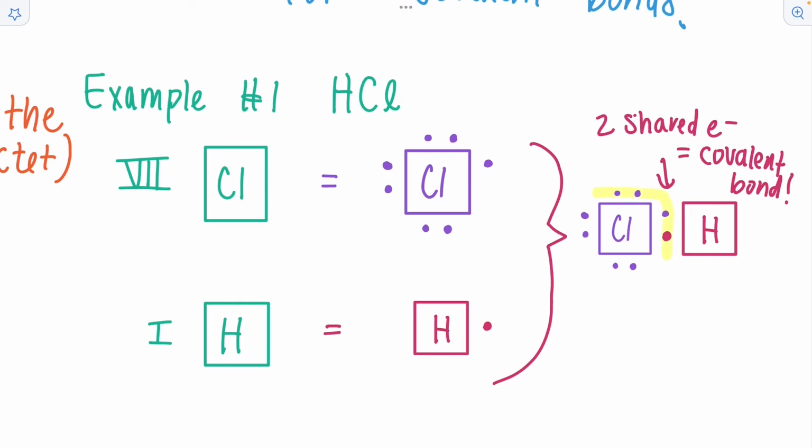We can see that chlorine has 8 electrons surrounding it, and it has a complete octet. A full table, if you will. The object with every Lewis dot model that you make is to complete the tables. Let's do one more example.